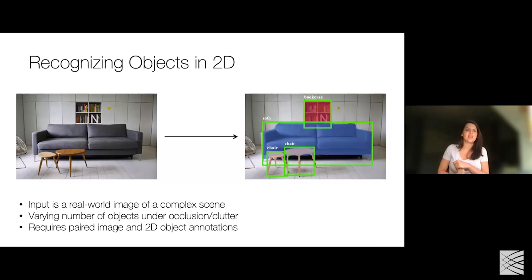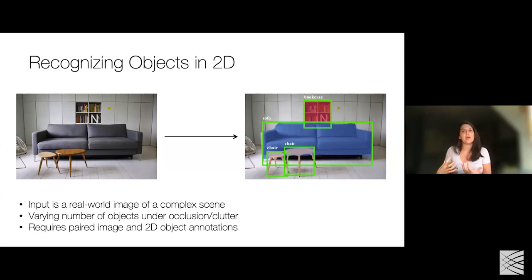So onto the task of 2D object understanding. The task is as follows. You're given a 2D image as an input, and this image is a real-world image of any complex scene. It has a varying number of objects under occlusion, clutter, any lighting conditions that we do not control, of course. And the goal is to predict all the objects. And what I mean by predict here is that you need to predict a 2D bounding box that encloses the object. You need to predict an object label, so for example, it's a bookcase or a sofa or a chair. And also you want to predict the 2D silhouette of that object.